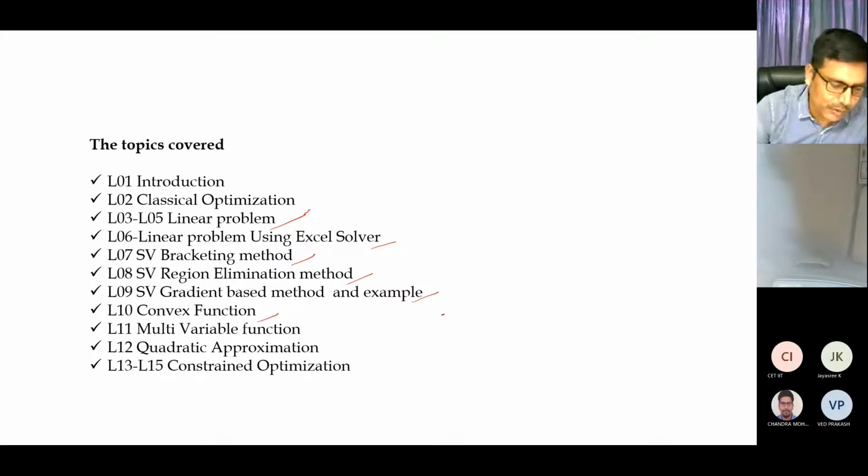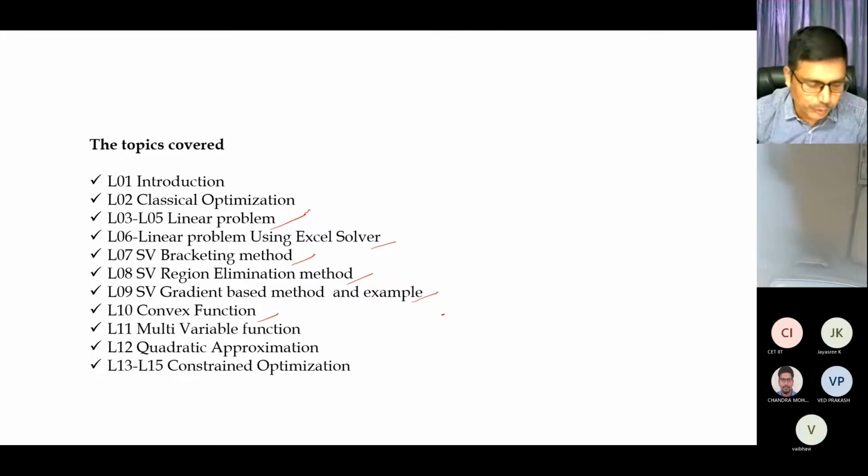Then I discussed convex functions, because it's a very important characteristic of a function. If you know that your function is a convex function, or your problem is a convex problem, then you can apply classical optimization methods for such a problem. You need not go for non-classical optimization methods.